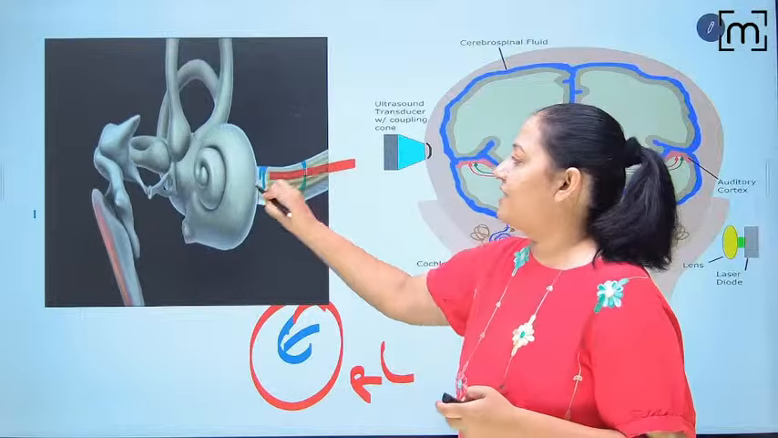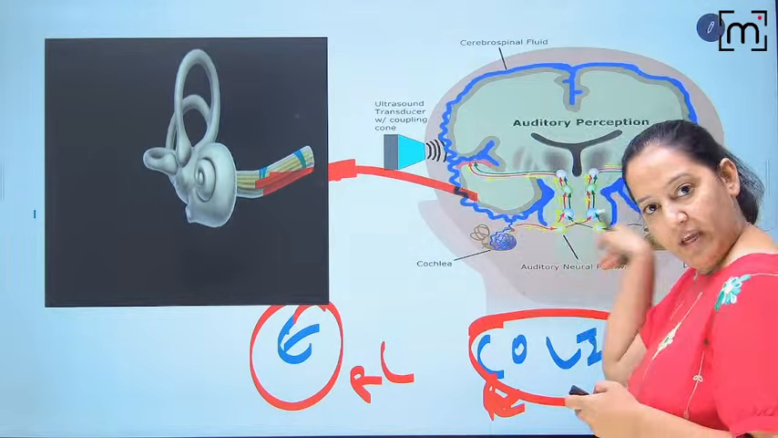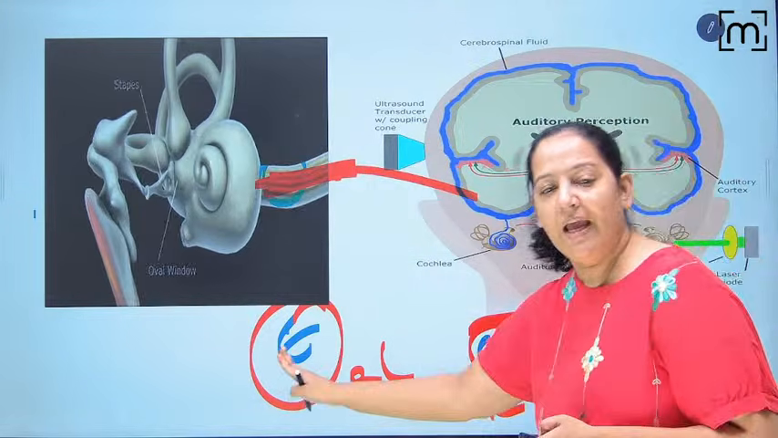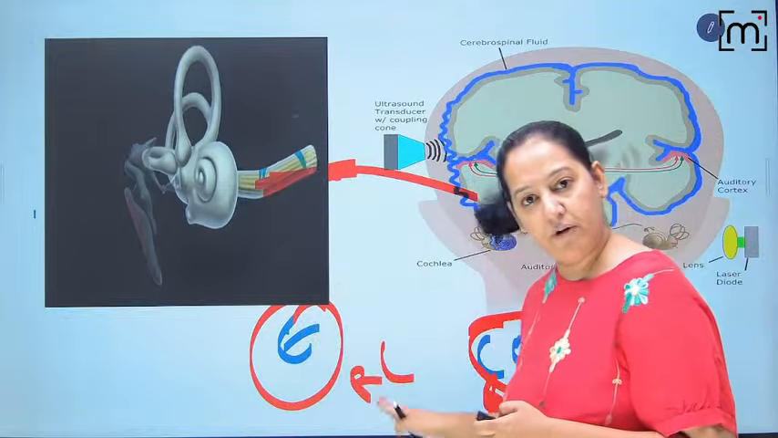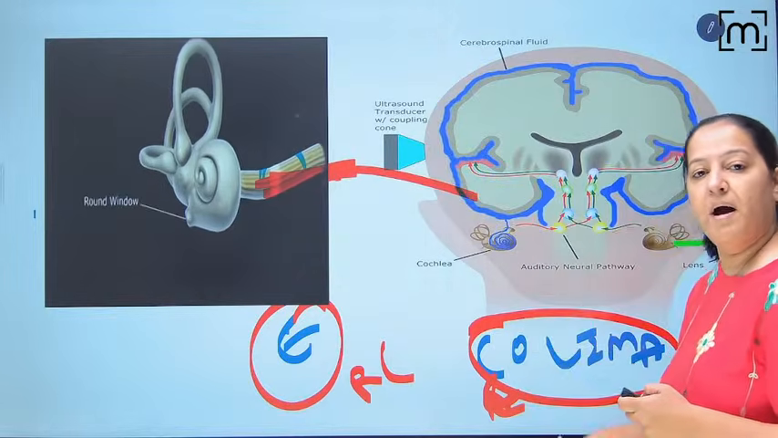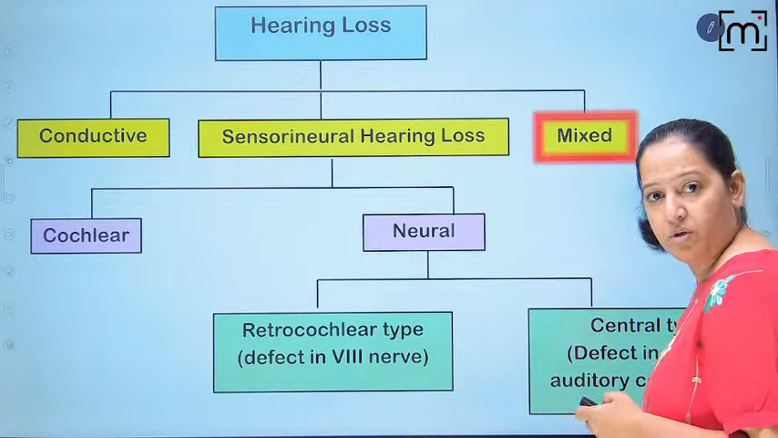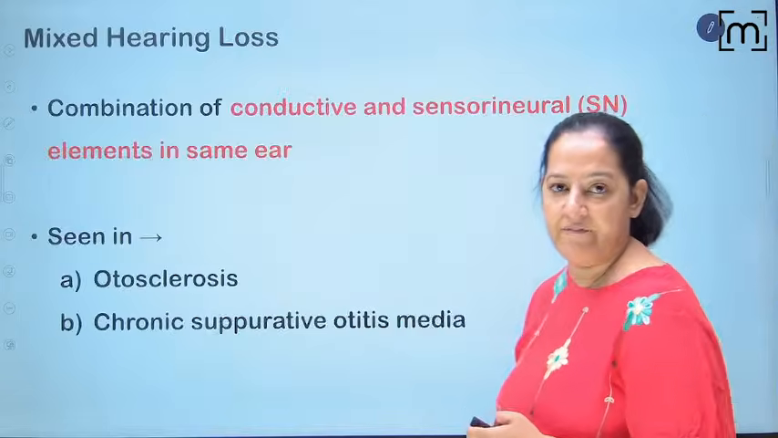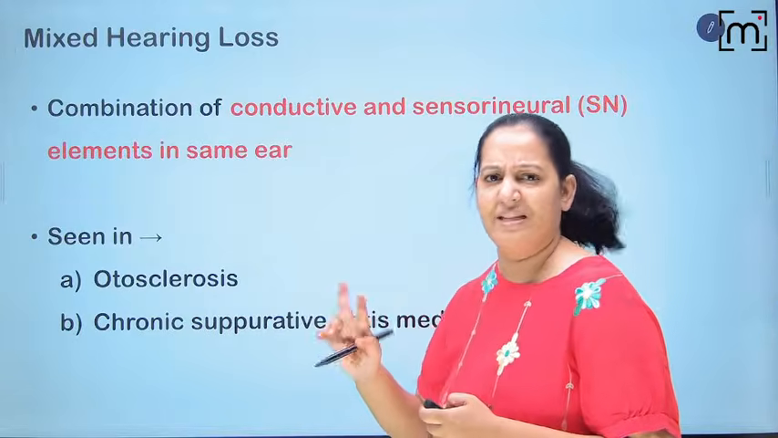You can appreciate this is the eighth nerve, and the eighth nerve proceeds to the cochlear nuclei. So a lesion in the eighth nerve causes retrocochlear deafness. A lesion in the cochlear nuclei causes central deafness. So these are the two types of sensory neural deafness. Everyone got it?